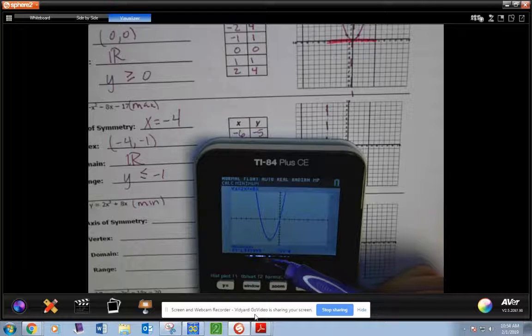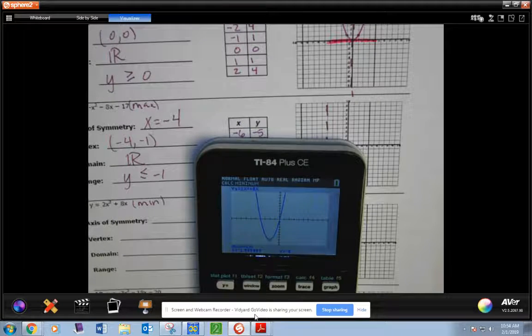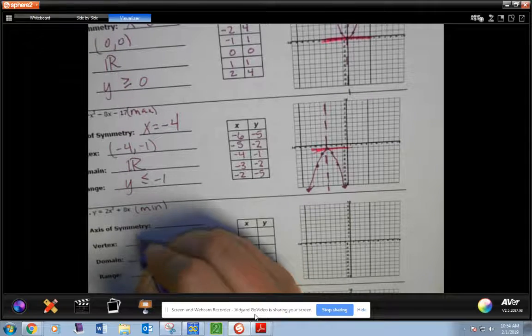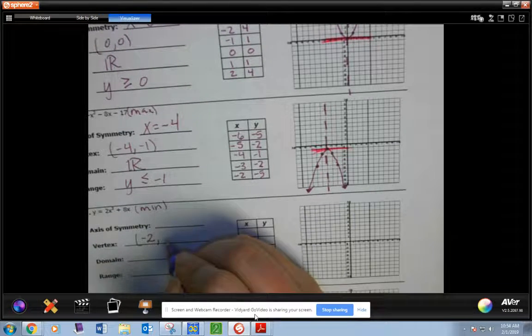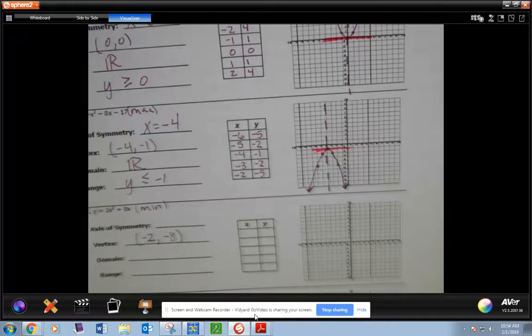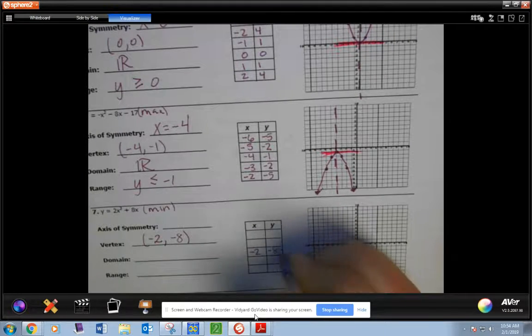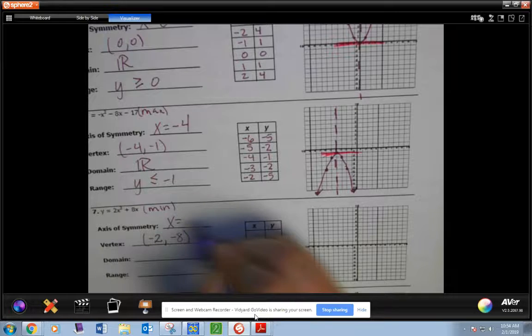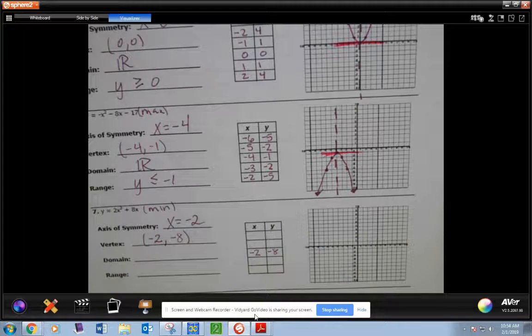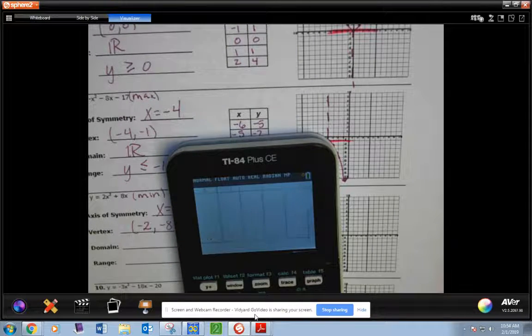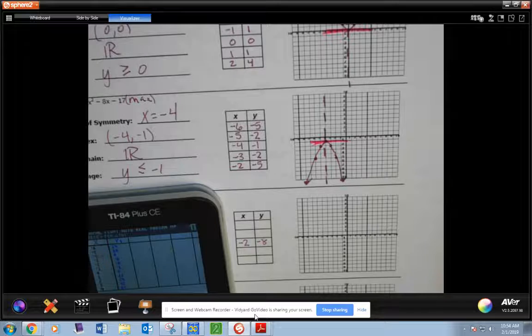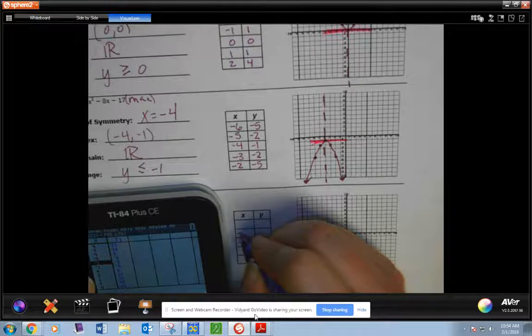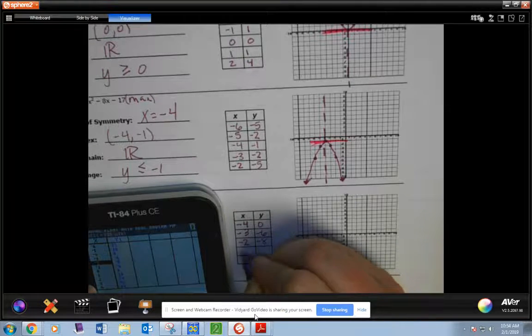Now, it didn't round perfectly, but -1.99999 is really, really close to -2. And then it said y was -8. So there's my vertex. I'm going to write that right in the middle. I'm going to bring up my axis of symmetry because it's always the x from the vertex. And then I'm going to go to the table. I'm going to find where x is -2. I'm going to take the 2 points above it, so -3, -6, -4, 0. Take the 2 points below, -1, -6, and 0, 0.